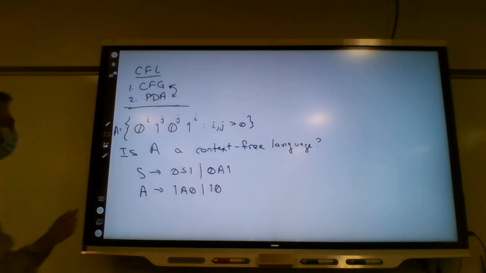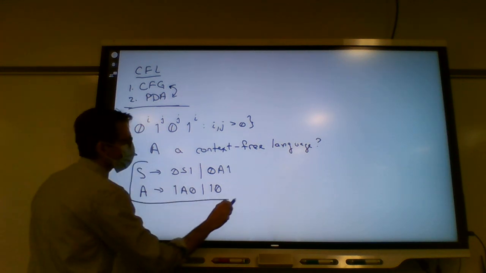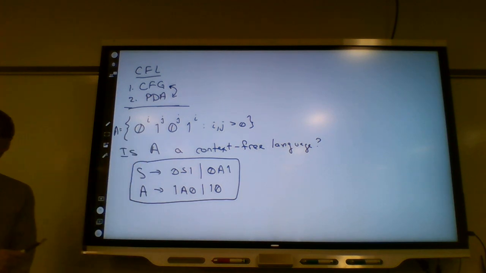Okay, so we could check this to see, does this grammar create that? So we can try to determine, do we create strings that just look like that? And if so, do we create all of the strings that look like that? What if we wanted to think about this from the perspective of a PDA? What would we do? What would a push-down automaton look like?